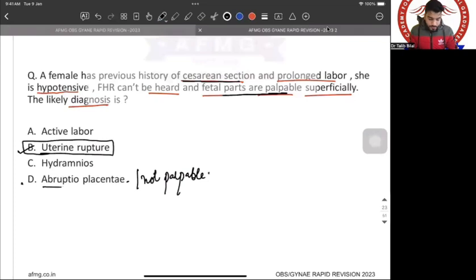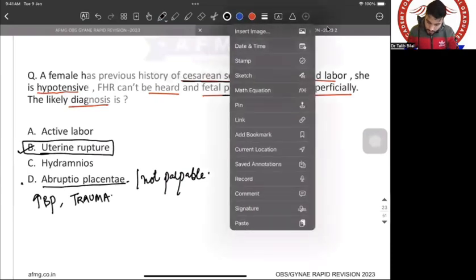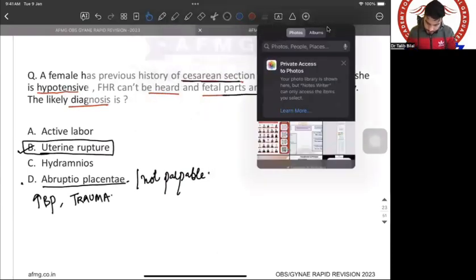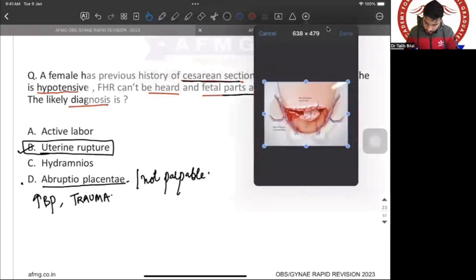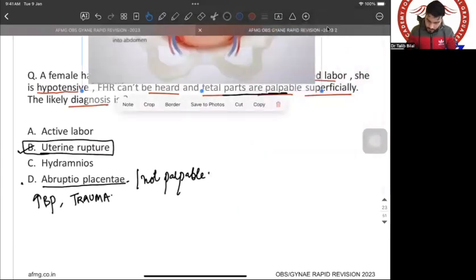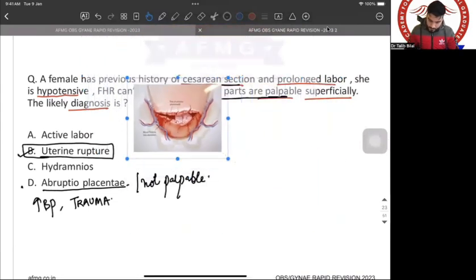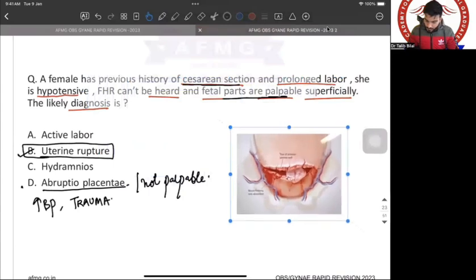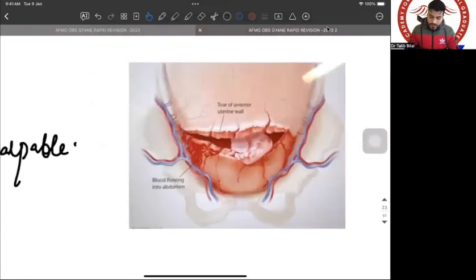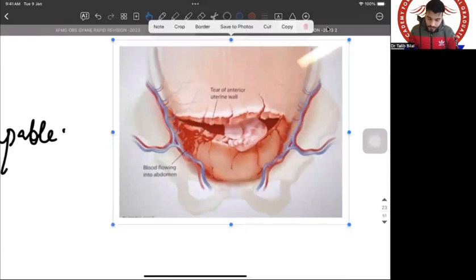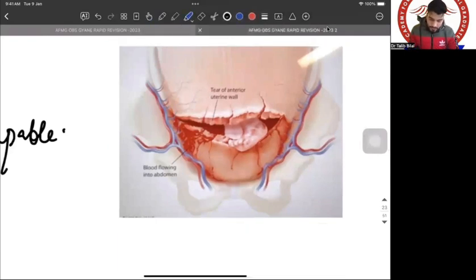And the cause for this abruptio placentae, you already know in part 1, guys. There is increased blood pressure and trauma as the cause. Let me show you the picture of this rupture, guys. You can see in the picture that the fetal parts are palpable here.